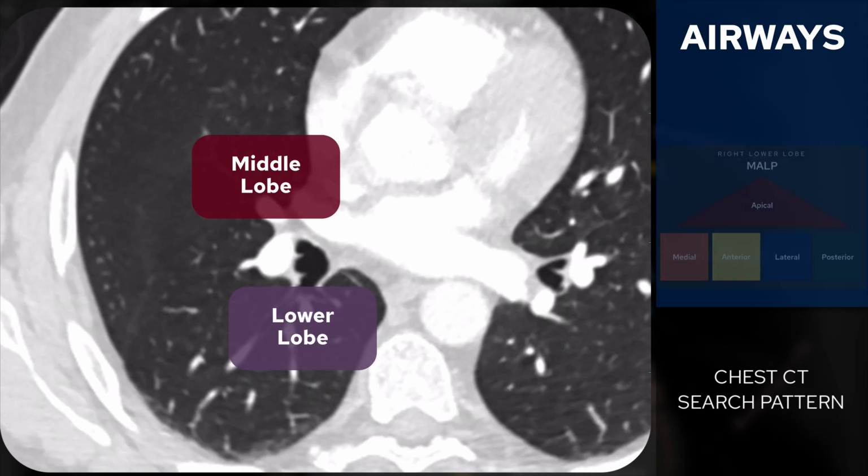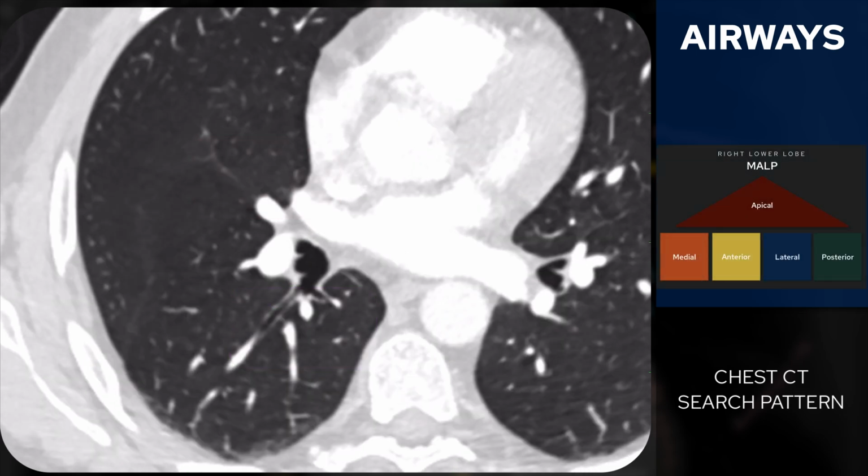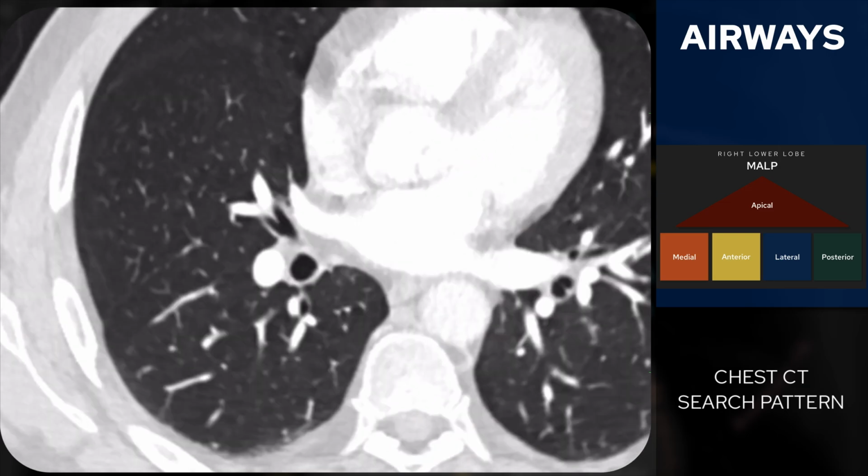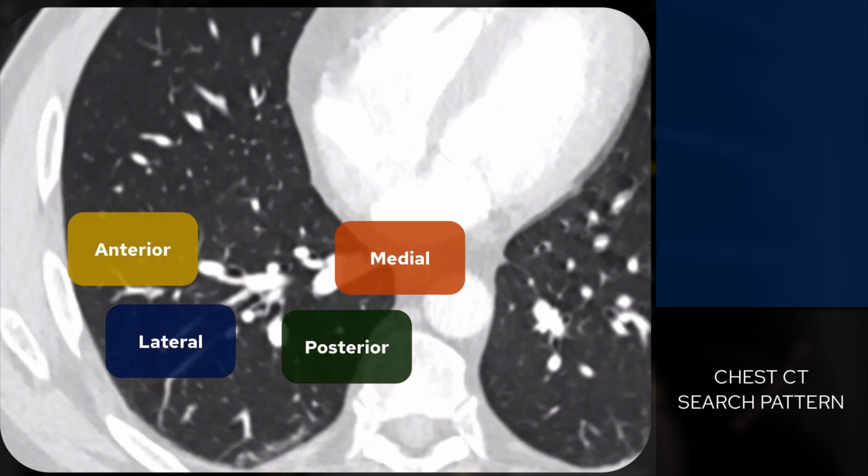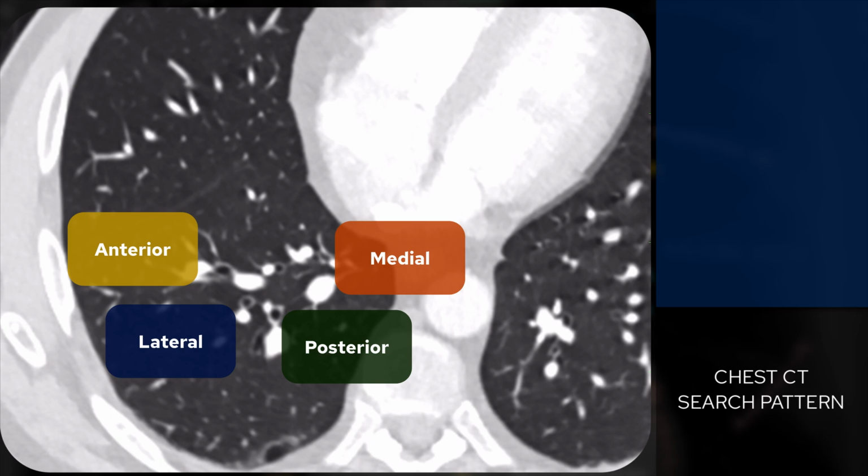Now in terms of segments of the lower lobe, I like to think about it as looking like a house with 2 floors. On the top floor you've got 1 room, and that over here is your apical segment bronchus, which is over here. So that's the top floor of the house, and on the bottom floor you've got 4 rooms, and the mnemonic I like to use is MALP, and here you've got your medial, anterior, lateral and posterior segmental bronchi. So that's the right side.